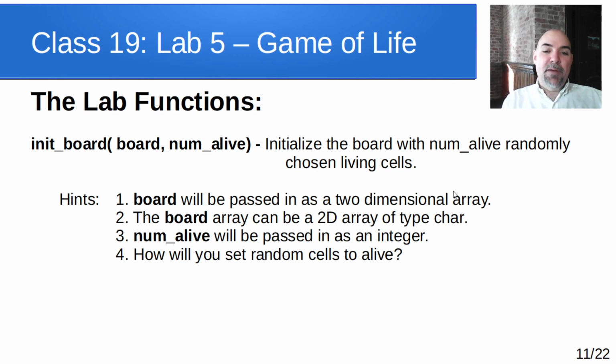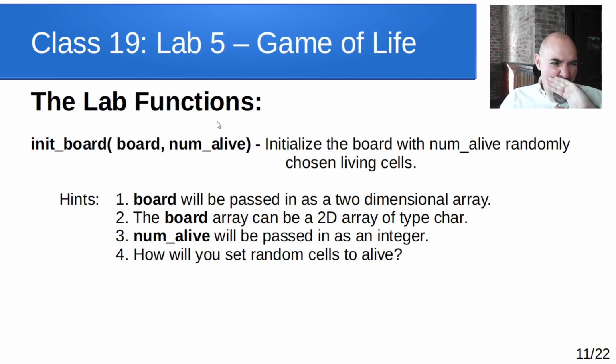So the board is going to be passed as a two-dimensional array. We'll circle back to that in a little bit. The board array can be a 2D array of type char, so individual bytes for every one of the cells. We'll talk more about that in a little bit too. And then num alive will be passed in as an integer. So this is just an integer for how many we want to be turned on, or alive, at the beginning.